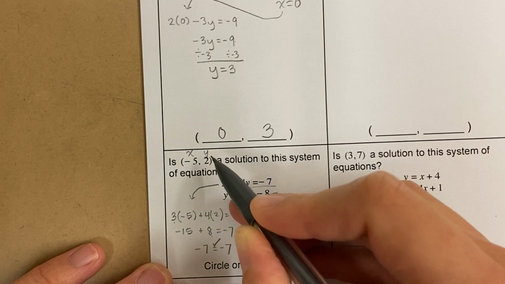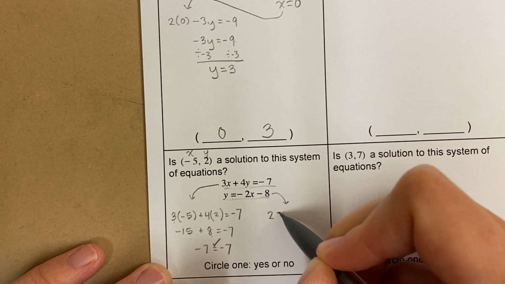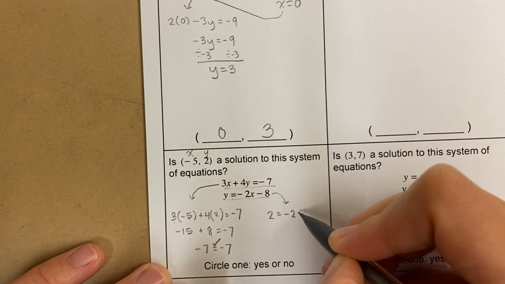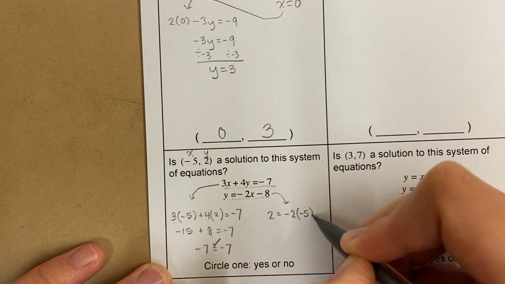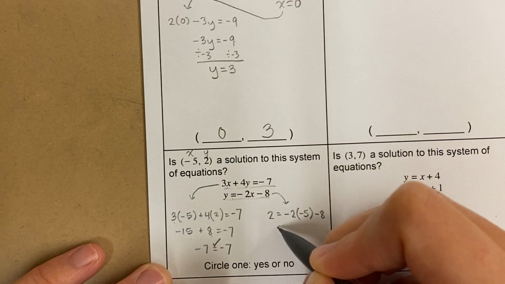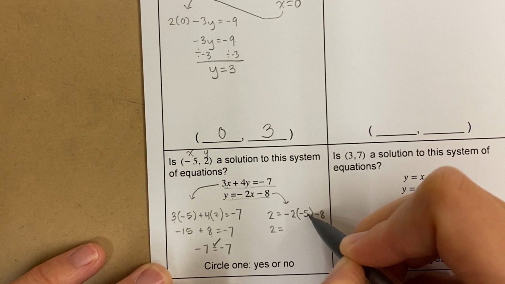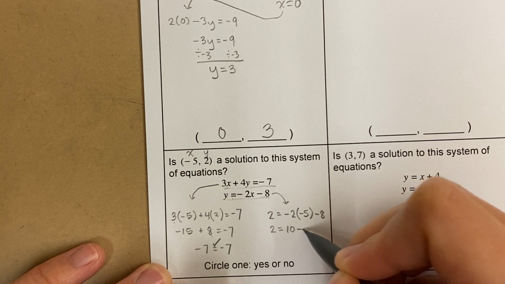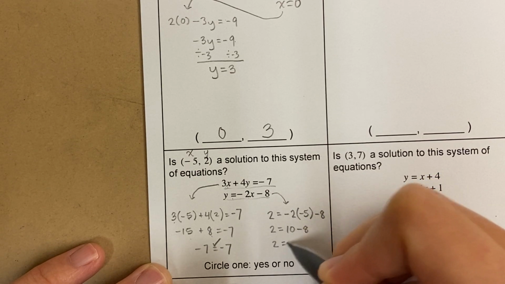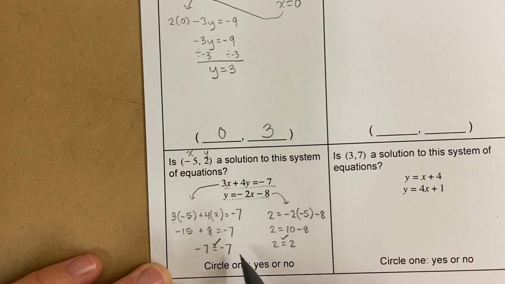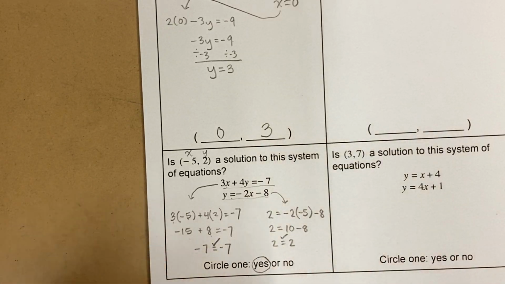Let's check this equation. This says y equals, so instead of y, I'm putting 2. 2 equals -2 times -5 minus 8. Okay, so here I'm doing the math. Negative times negative is positive. 2 times 5 is 10. Minus 8. 10 minus 8 is 2. Yep. So see how it works in both equations? I need to have it work in both equations in order for me to circle, yes, it is a solution to the system.